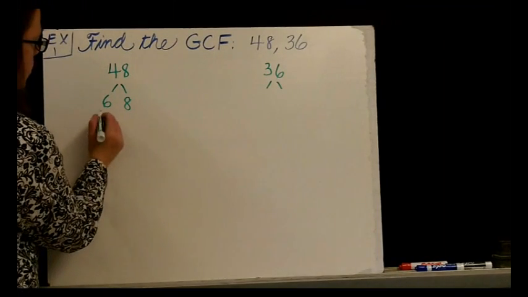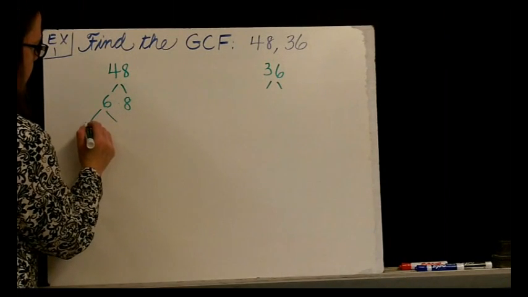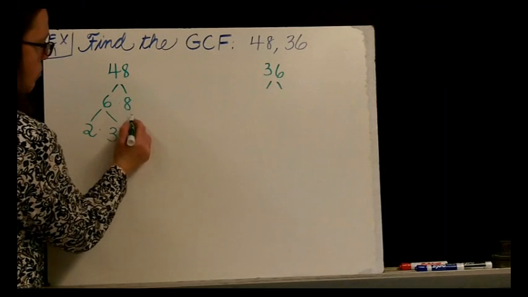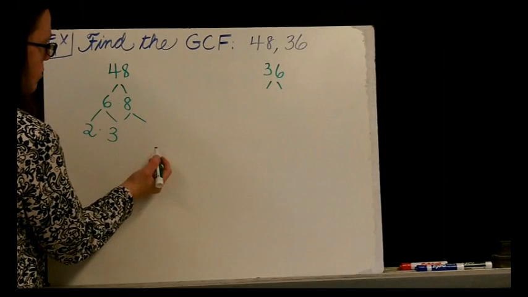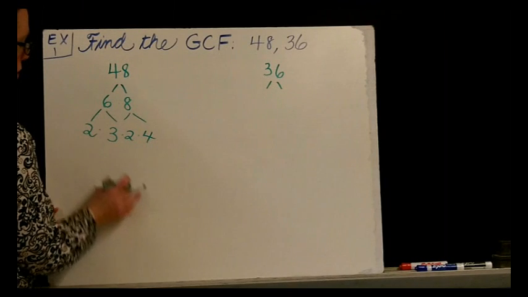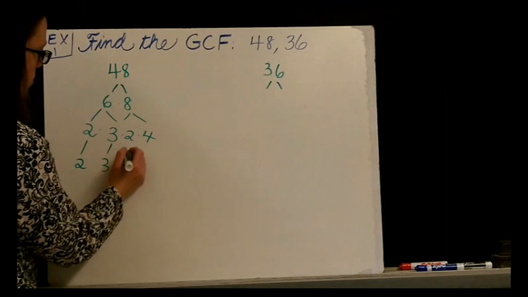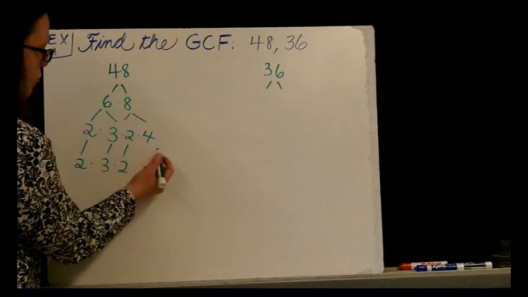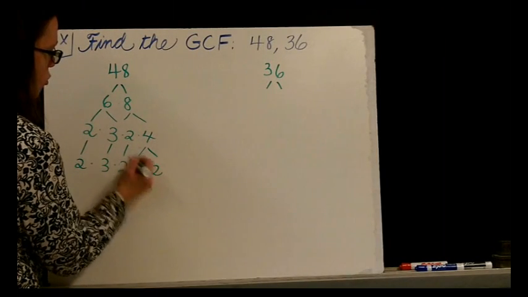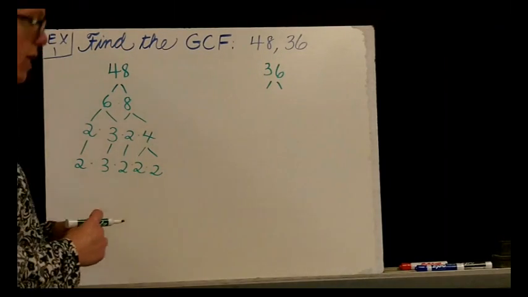6 is not a prime number, so we'll add 2 more branches to it. We make 6 by multiplying 2 and 3. 8 also is not a prime number. 2 factors of 8 are 2 times 4. Now here, the 2 is prime, so we'll bring it down. The 3 is prime, and so is the 2. The 4, however, isn't yet. We make 4 by multiplying 2 twice. So we have the prime factorization of 48.